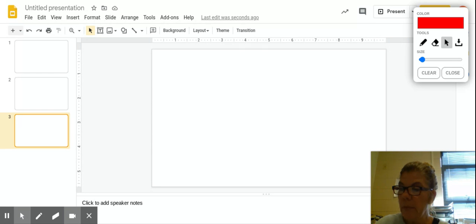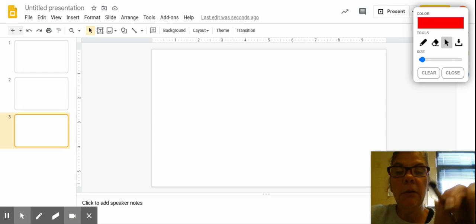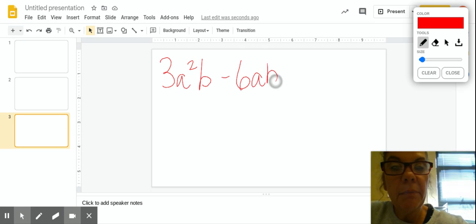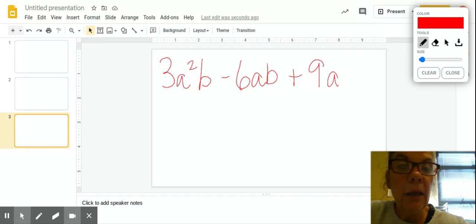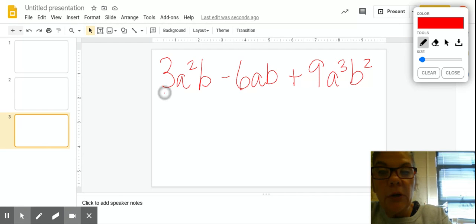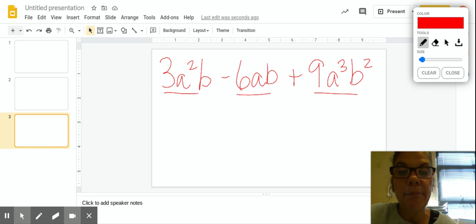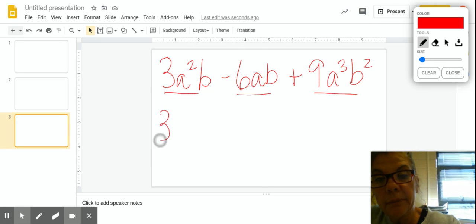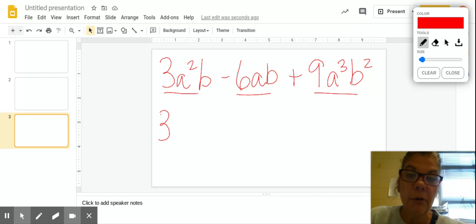So if I were to give you something that was a little more complicated, such as 3a squared b minus 6ab plus 9a cubed b squared. When you look at those three terms, let's do it one piece at a time. What is divisible, or what is the greatest common factor of 3, 6, and 9? You said 3. Well, of course, you would be correct. So we can factor out a 3 from each term.